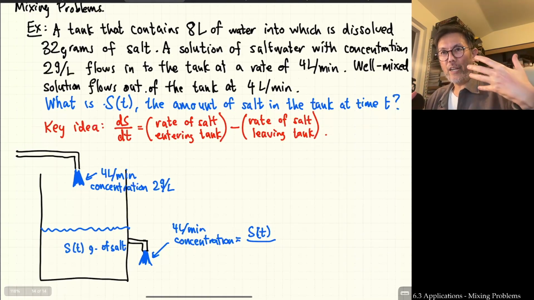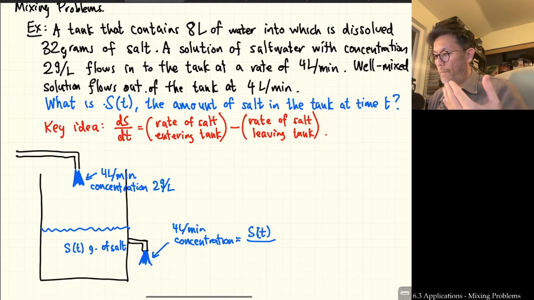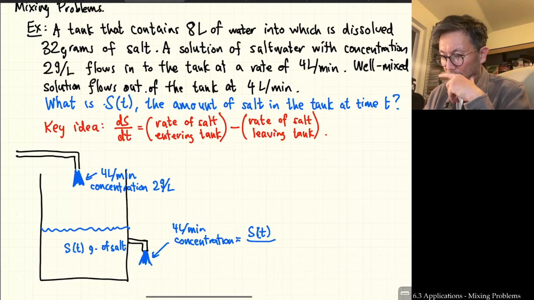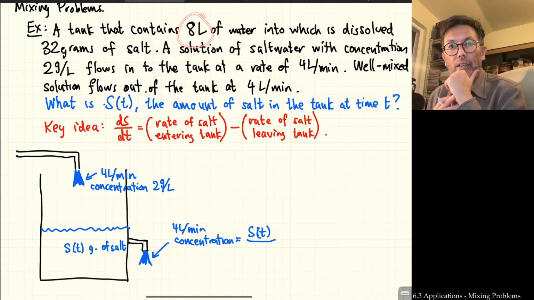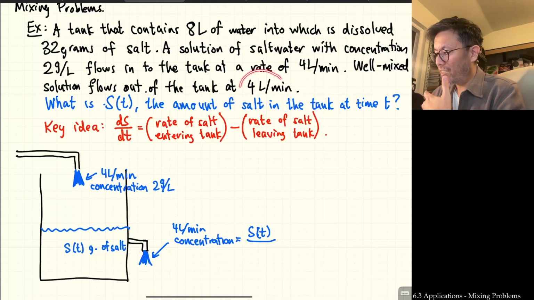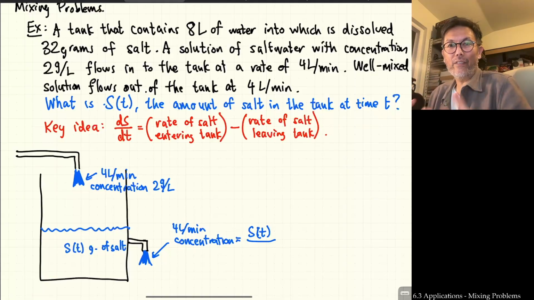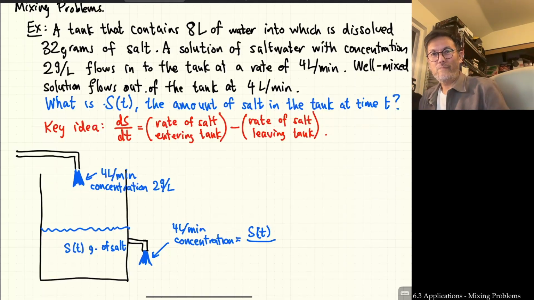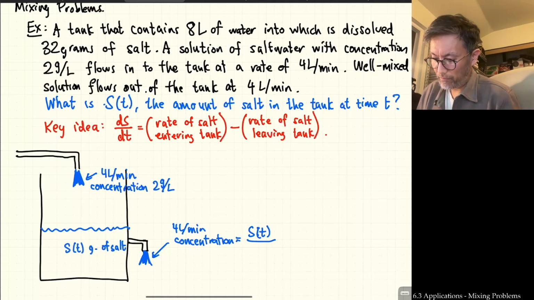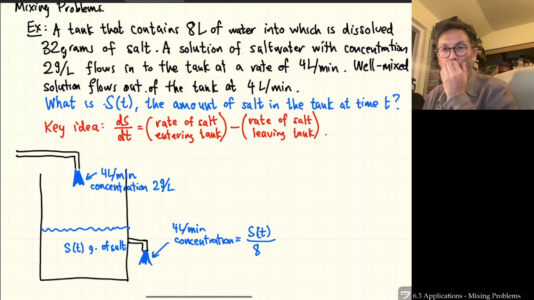Now, we should think, what is the volume of solution in this tank? Well, there are 8 liters initially in the tank. And notice that the amount of solution entering is the same as the amount of solution leaving. So, using this exact same idea, we can say dV/dt, if V is the volume of solution, is 0. So V is constant. In other words, it's 8. This probably agrees with your intuition as well.